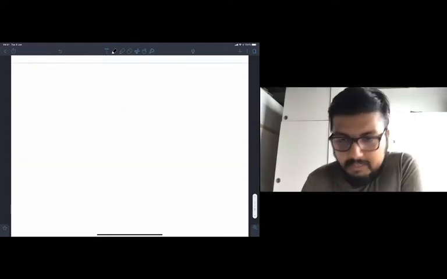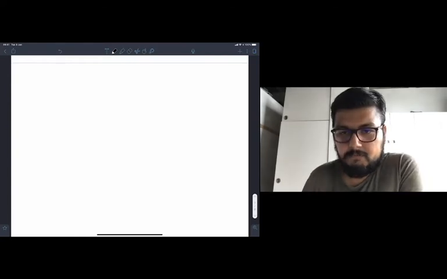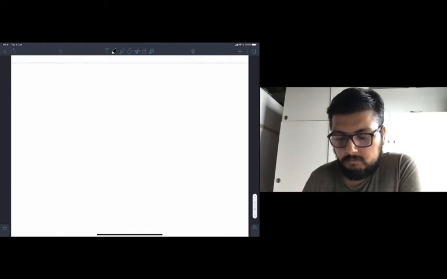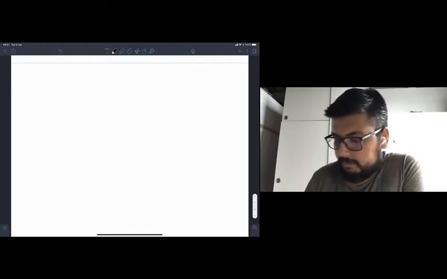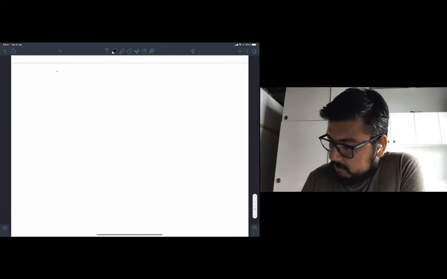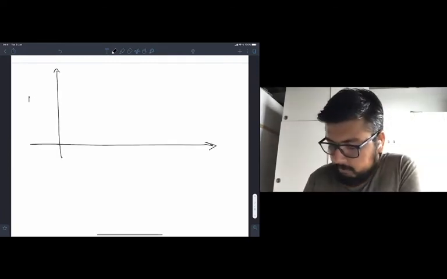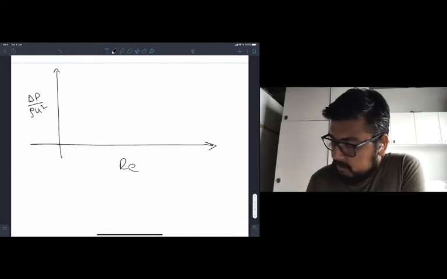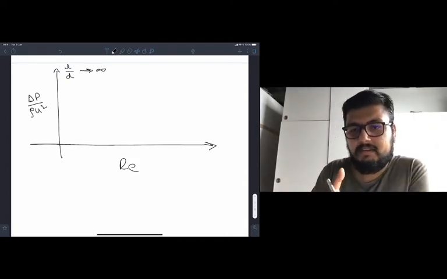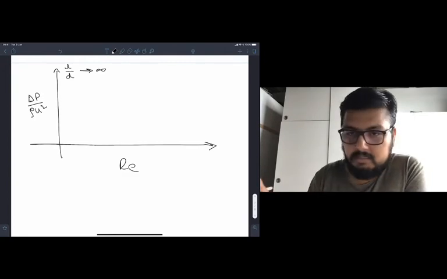So dimensional analysis is a very important aspect for experimentalists because it also allows them to categorize or classify their data. So for example, if we do several experiments and try to plot the non-dimensional pressure drop as a function of Reynolds number, all these results would be at an infinite aspect ratio. So we are assuming that the length of the pipe is way bigger than its diameter.